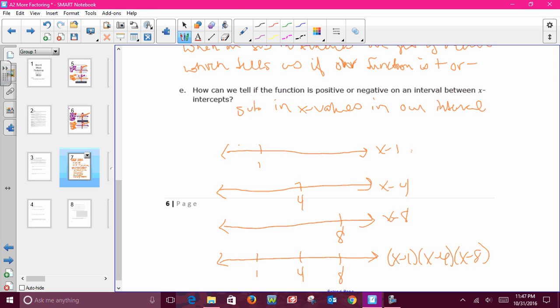So now I'm going to work with this one right here, the top line. I'm going to ask myself, if I put a number less than 1 into x minus 1, would it be positive or negative? That would be negative. So I put in like a 0. If I put a number greater than 1, like 2, so 2 minus 1 is 1, that is positive. And then for the next line, I do the same thing. Put a number in less than 4, my answer is negative. Greater than 4, my answer is positive. Same thing with 8. Less than 8 will give me something negative. Anything greater than 8 will give me positive.